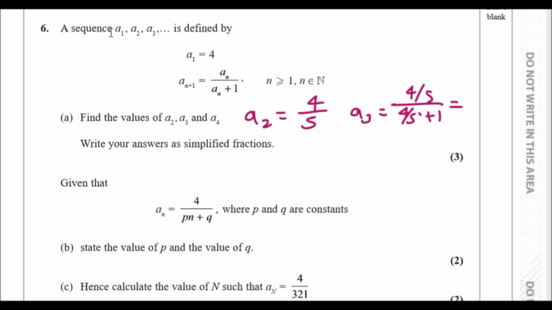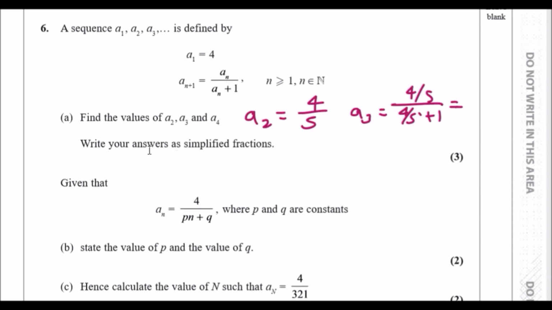So we got a sequence which is a1, a2, a3, defined by the given rule, where a1 is 4 and every next term after is defined as the previous term over the previous term plus 1. So when I say a(n+1) and a(n), this is simply the next term up after a(n). To find a2, you plug in a1's result. To find a3, you plug in a2's result. To find a20, you plug in a19's result. So it's always the next term up.